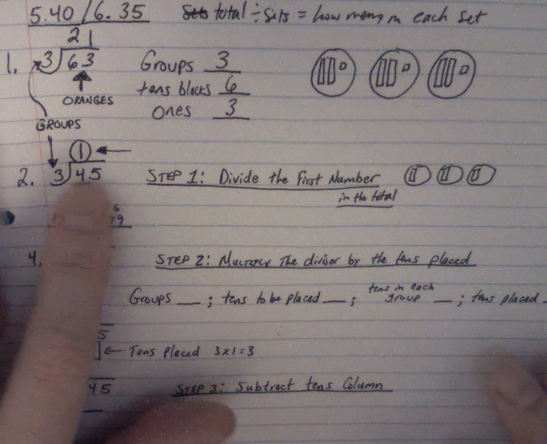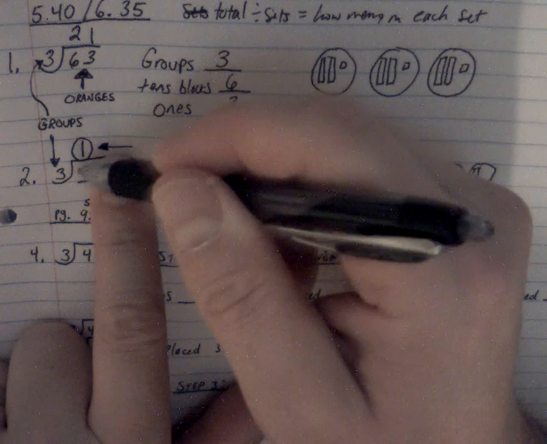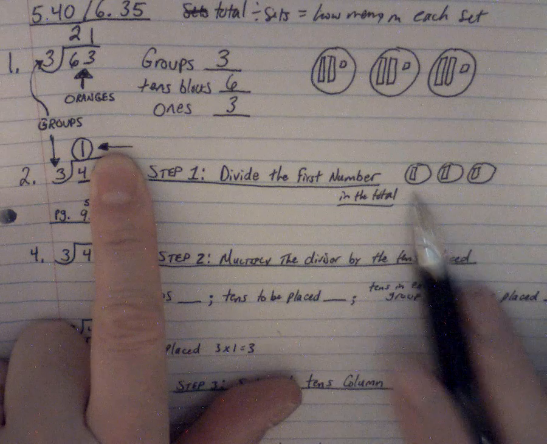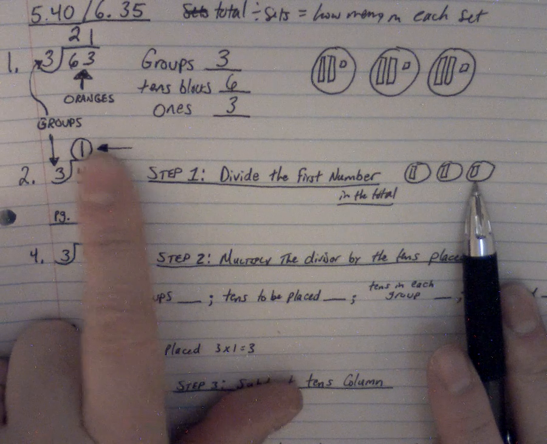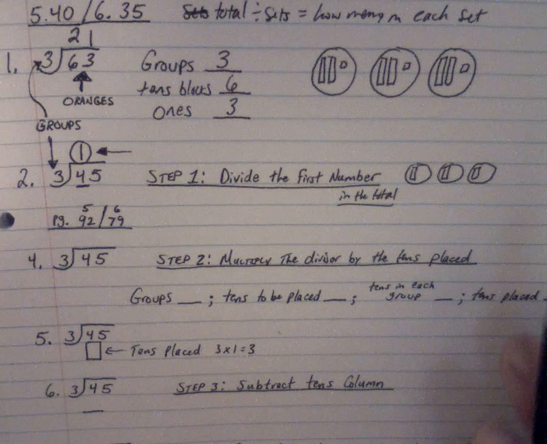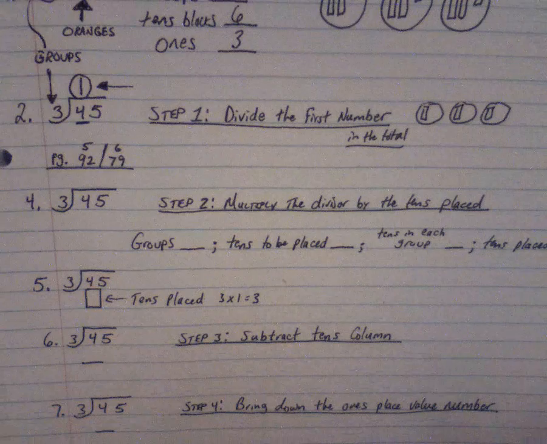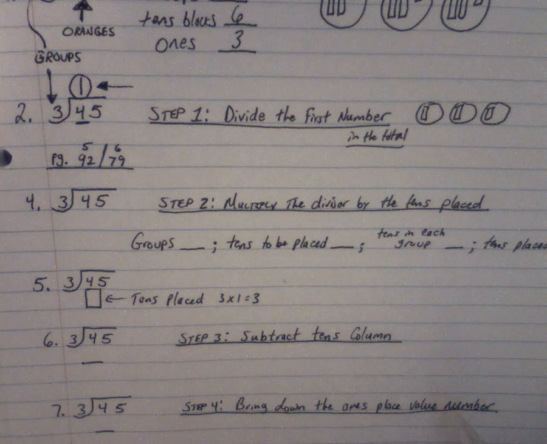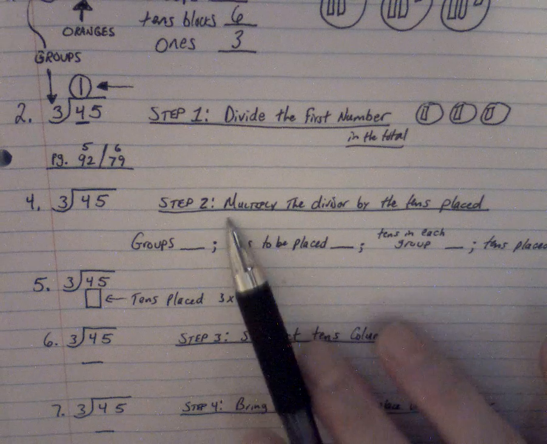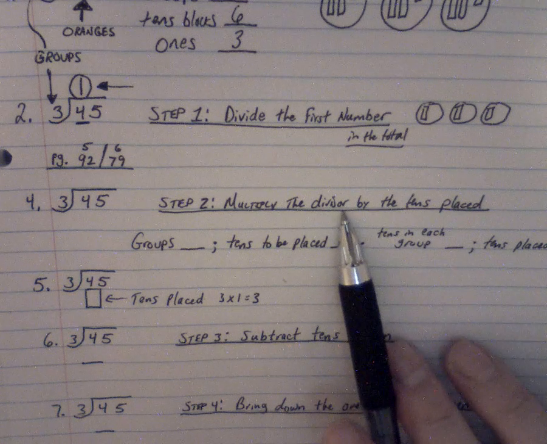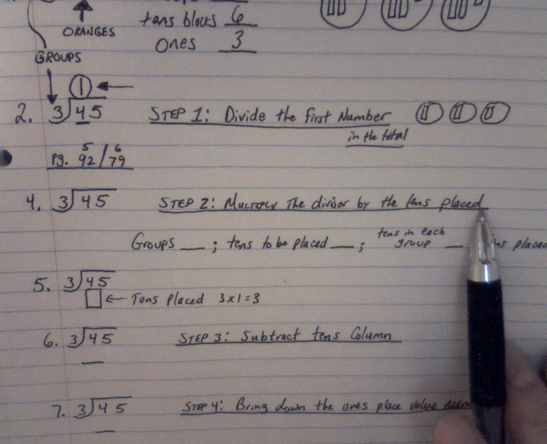We take a look at this right here, this number 4. We divide it into 3 groups, which we did here. We got 1. Step number 1 is complete. Okay, now if you both flip your pages, you're going to notice that on the next page, we're going to do step number 2. So step number 2 is multiply the divisor by the tens placed.